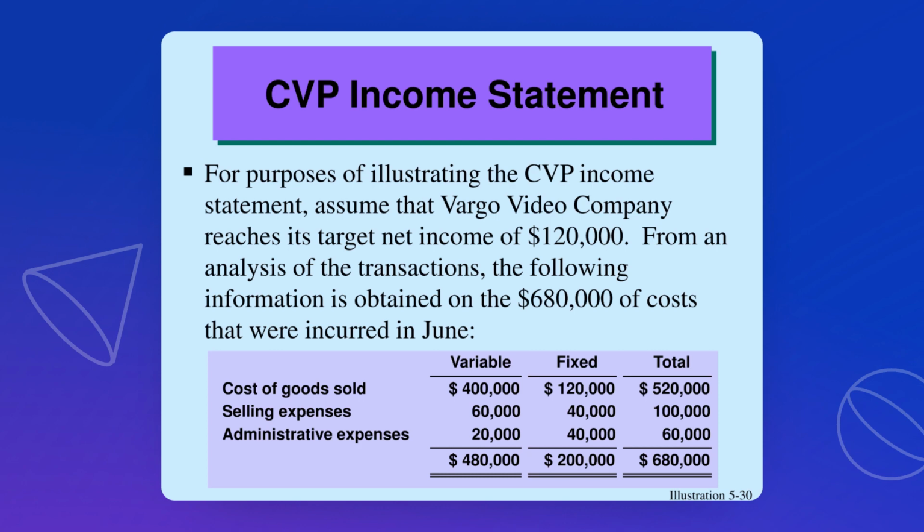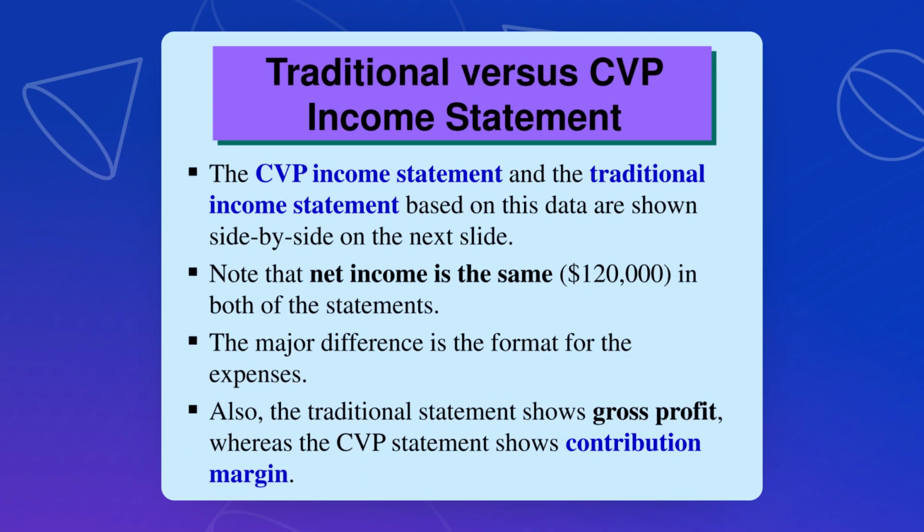But in terms of this CVP format, the cost of sales, selling, and admin are to be classified as variable or fixed. So the CVP income statement and traditional income statement based on the data are shown side by side. Note that the net income is the same. Yes, if you have 120,000 in your FinAct, you also have 120 in your ManAct, as your internal business processes, or what you call your contribution margin format. Okay, next one.